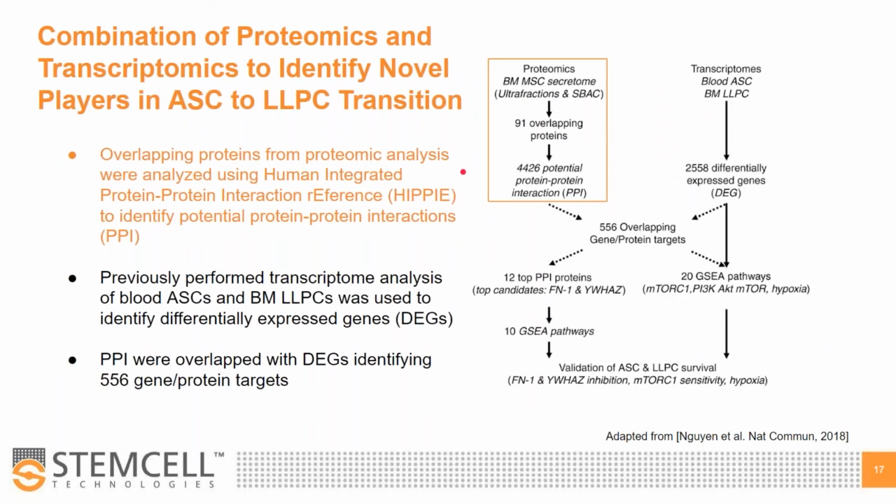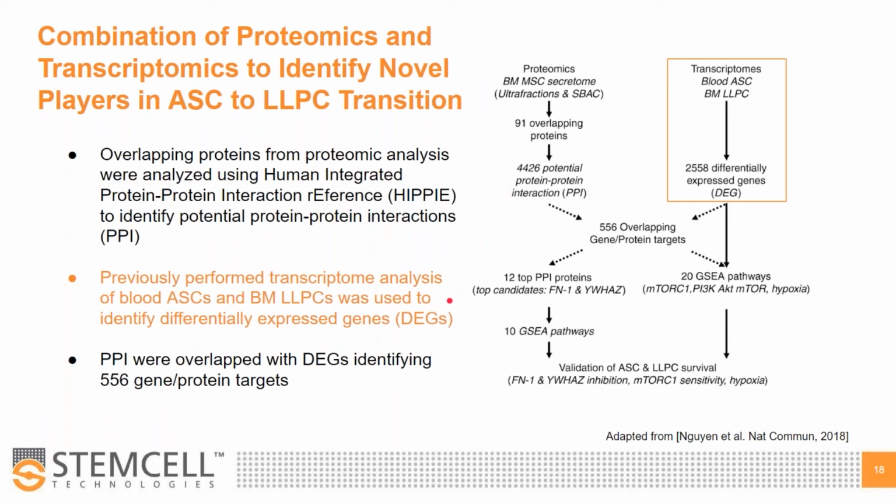So here they overlapped this and they were able to identify 91 overlapping proteins. They then wanted to identify potential protein-protein interactions, and for this they used HIPPIE, which is a human integrated protein-protein interaction reference. So this allowed them to identify over 4,000 potential protein-protein interactions with these 91 proteins. They wanted to further filter this, and in order to do this, they wanted to identify which of these were actually important for the transition of antibody-secreting cells to long-lived plasma cells.